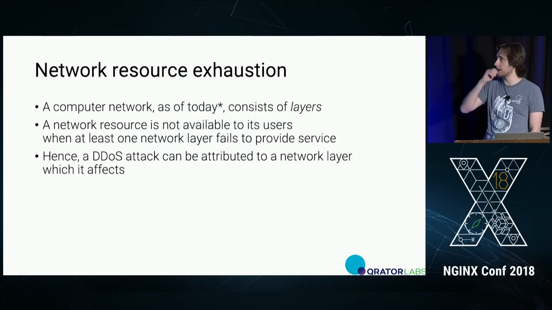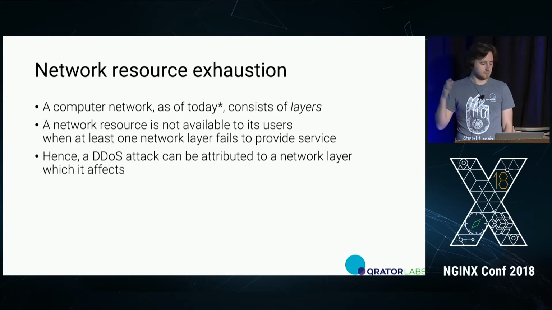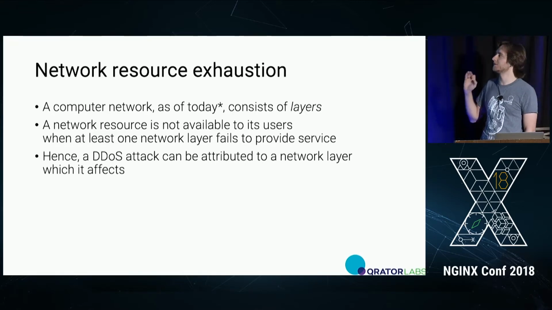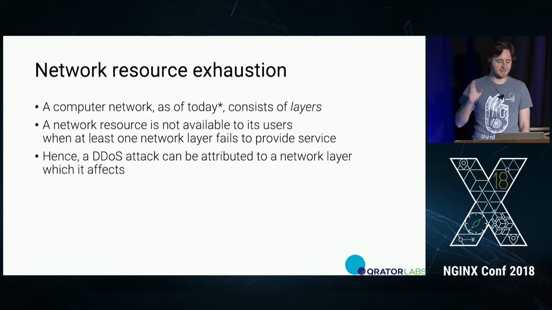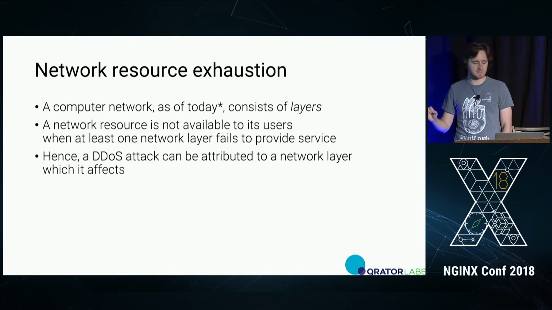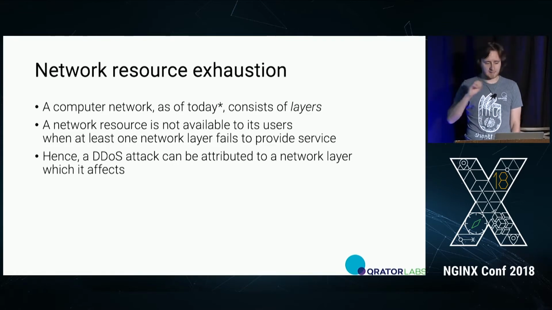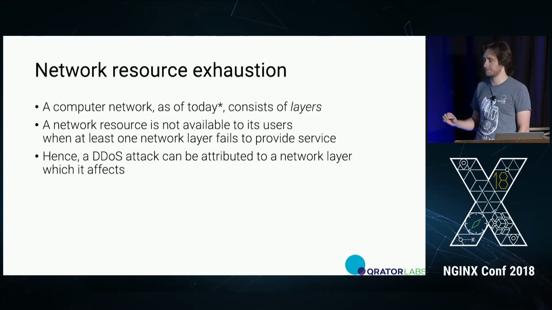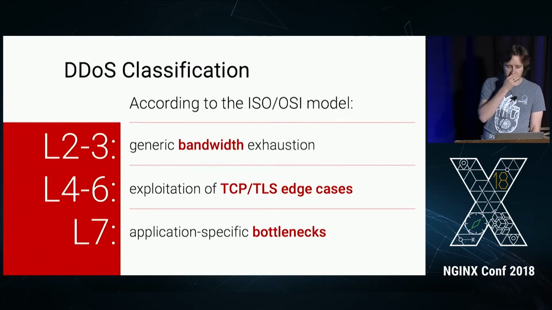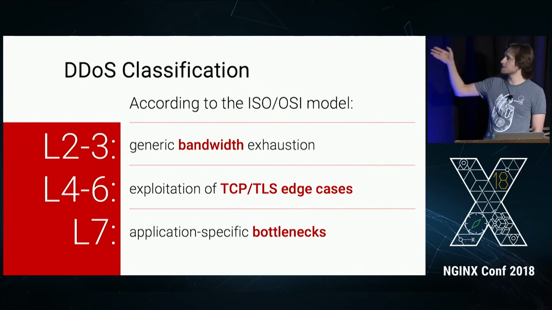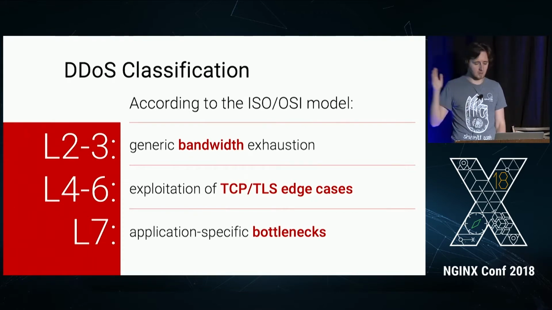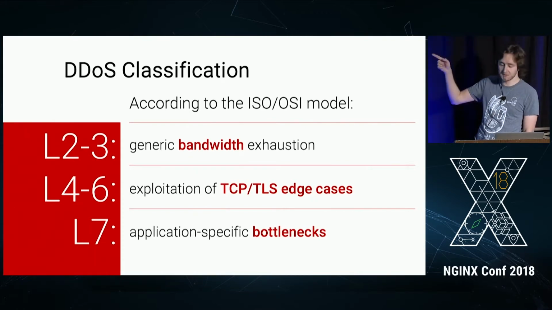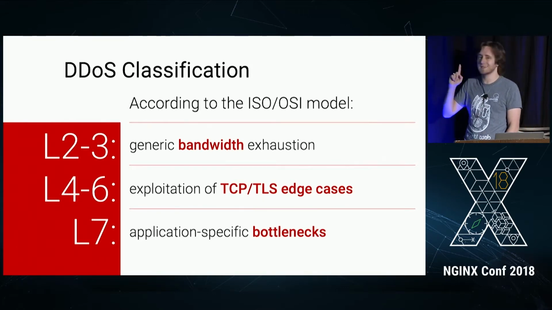So, like I said, network resource exhaustion is basically the basis of a DDoS attack, and a computer network as of today consists of layers. A network resource is not available to its users when at least one network layer fails to provide service, and a DDoS attack can be attributed to the network layer which it affects. According to the OSI model, here is a list of layers, and here is a list of network resources that might be affected by the DDoS attack on each layer. Having layer 2 in this model, by the way, is important because it highlights the difference.